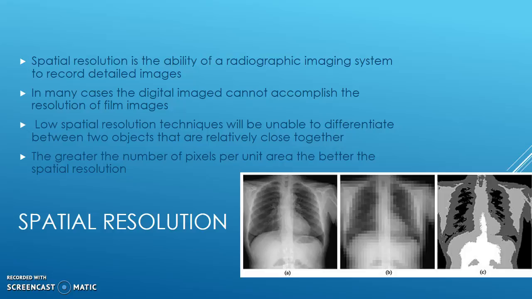Spatial resolution. Spatial resolution is the ability of a radiographic image system to record detailed images. In many cases, digital images cannot accomplish the resolution of film images. Low spatial resolution techniques will be unable to differentiate between two different objects that are relatively close together. The greater the number of pixels per unit area, the better the spatial resolution.